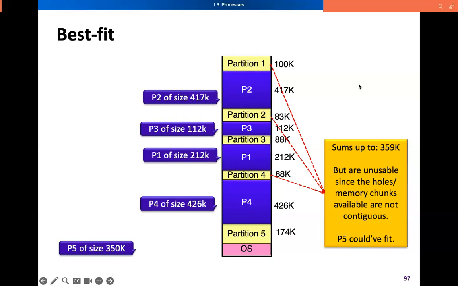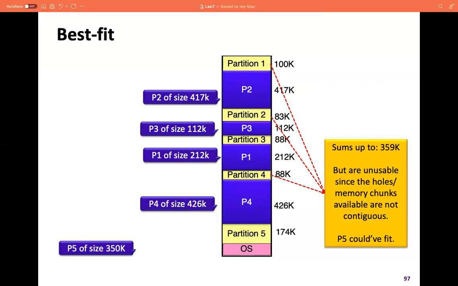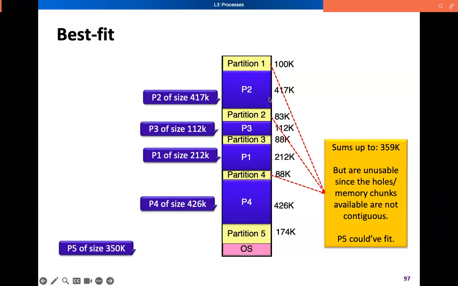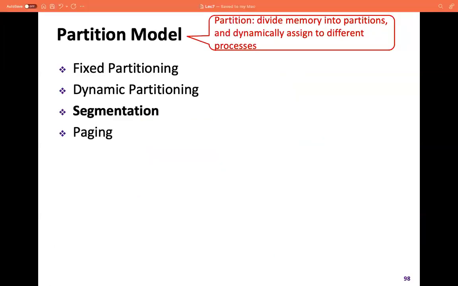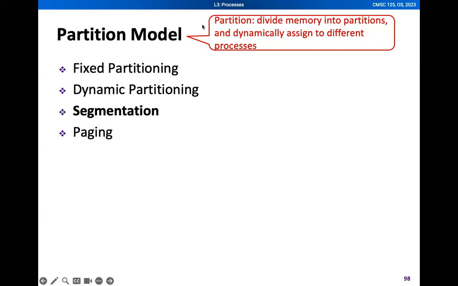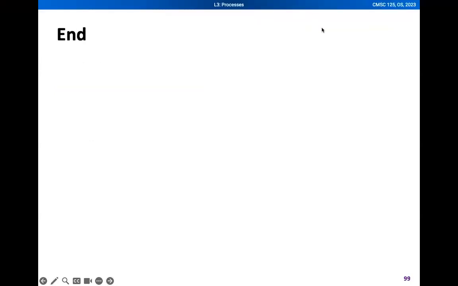Okay, so that's the example of external fragmentation, wherein the free memory blocks are scattered. The free memory blocks are here, and then here, and then here, and then here. If only they were contiguous, they could have been useful. All right, so that's all. In the next video, we are going to discuss segmentation.